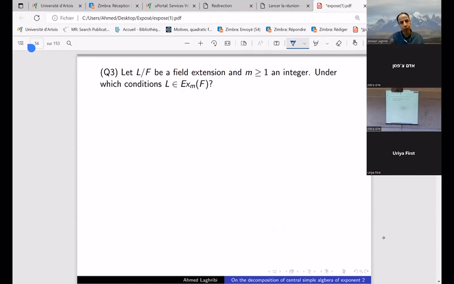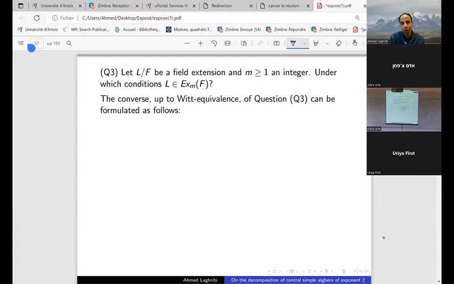We can ask a general question. Let L/F be a field extension and m at least 1. Under which conditions is L m-excellent? Here I try to point out another problem related to question 3. But the problem that I would like to talk about is the converse problem of this question, up to equivalence, not up to isometry.